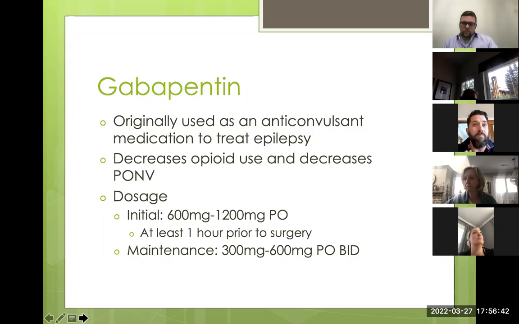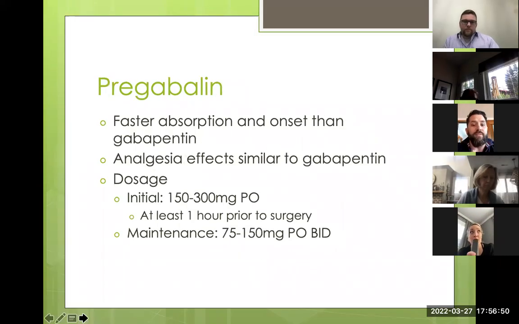I think a better gabapentinoid, if you're going to use one, is going to be pregabalin, Lyrica. The big difference between the two, and why a lot of hospitals like to use gabapentin, is it's a lot cheaper than pregabalin or Lyrica. With pregabalin, you have a faster absorption and onset than gabapentin. The analgesic effects are similar to gabapentin, and we didn't have those blood pressure issues.